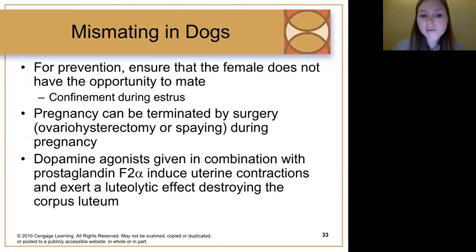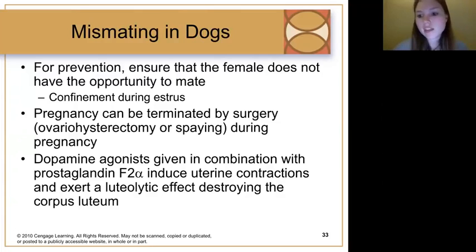Pregnancy can be terminated by surgery or obviously by spaying, which would just prevent it anyway. But you can do that during pregnancy in order to terminate that pregnancy. Other ways to do that would be dopamine agonists that are given in combination with a prostaglandin, which will induce those uterine contractions and exert a luteolytic effect.